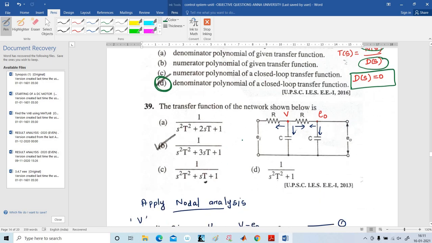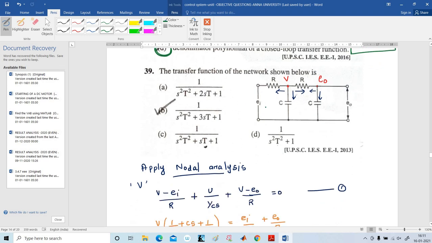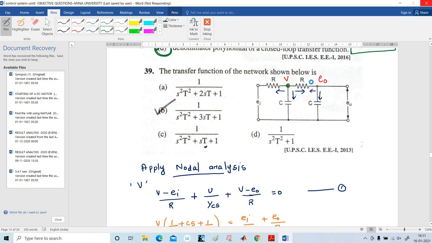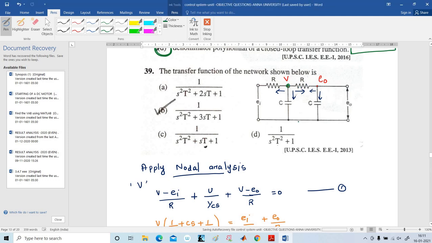Next, the transfer function of the network is shown in the figure, and you have to find out E0 of S divided by EI of S. So for finding out E0 of S divided by EI of S, first of all I am going to mark the nodes B and E0. So I am going to mark the nodes here.